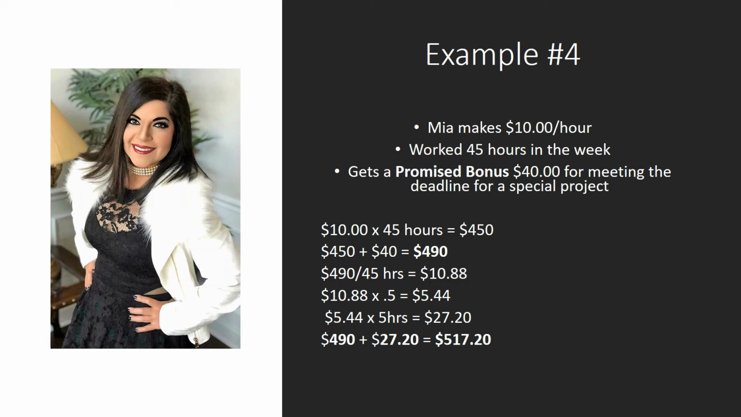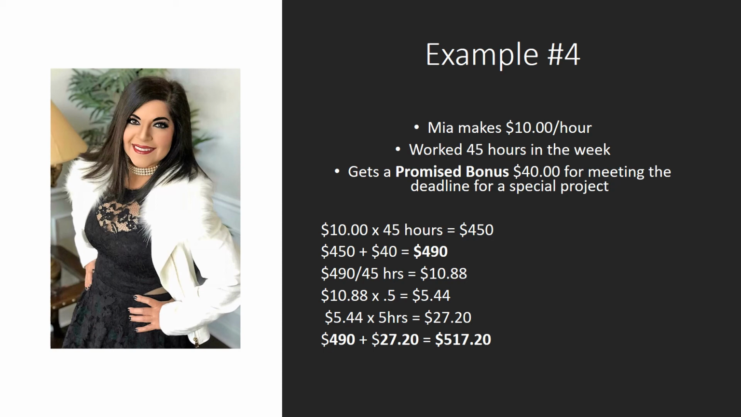Okay, now on the 10.88, I want to get my half time. What is the half of 10.88? So you can do either 10.88 times 0.5 or 10.88 divided by 2, exactly the same thing. It's 5.44. Remember that we already calculated the regular rate for the 5 hours at the beginning when we did $10 times 45. So all we're missing from those 5 hours of overtime is the half time. We already calculated the regular rate. So 5.44 times the 5 hours of overtime comes out to 27.20.